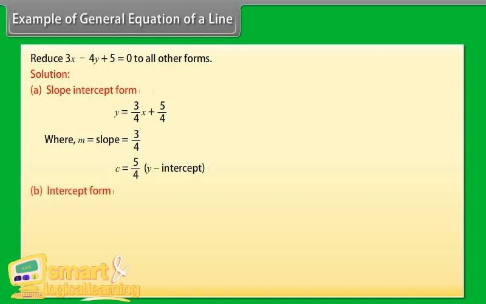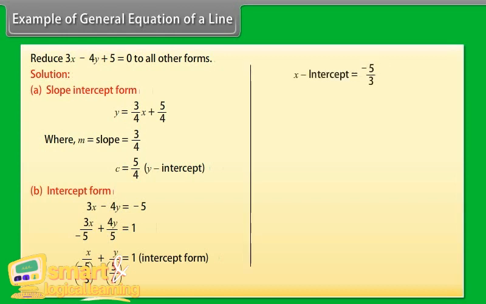Intercept form. 3x - 4y = -5. 3x/(-5) + 4y/5 = 1. x/(-5/3) + y/(5/4) = 1. Intercept form: the x-intercept is -5/3, and the y-intercept is 5/4.